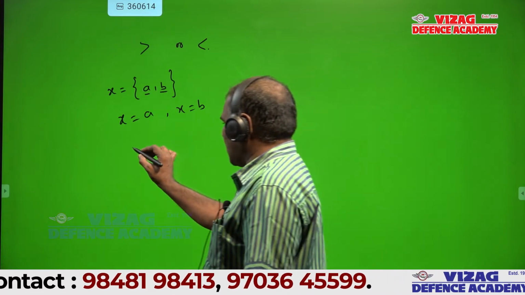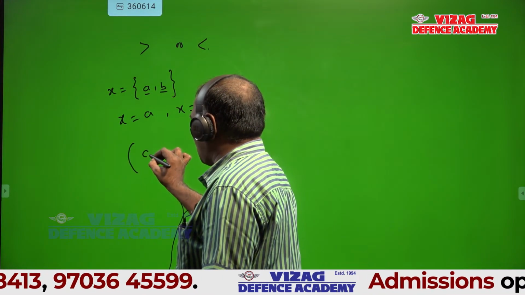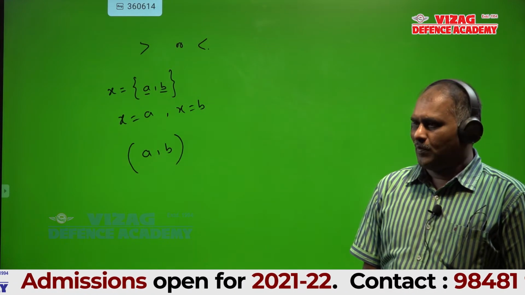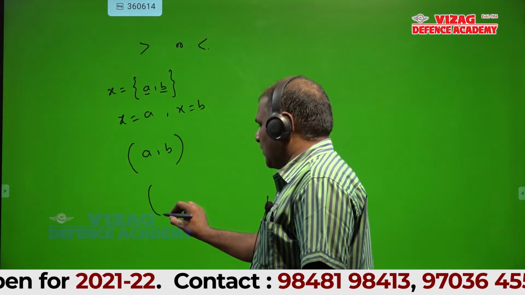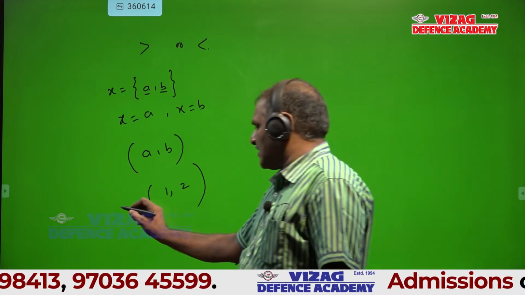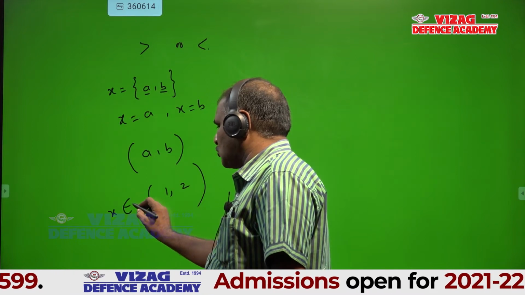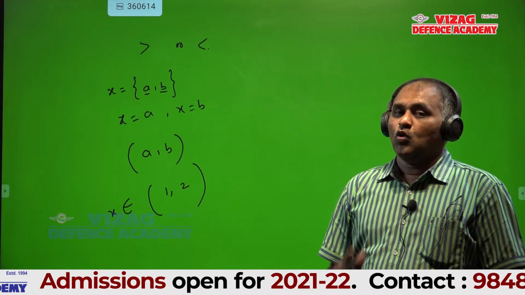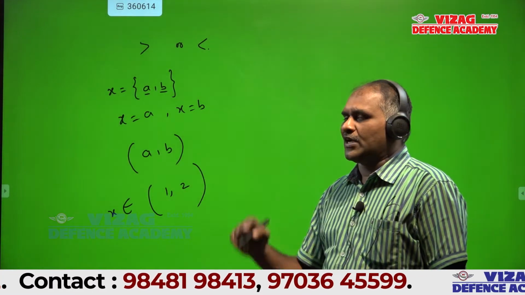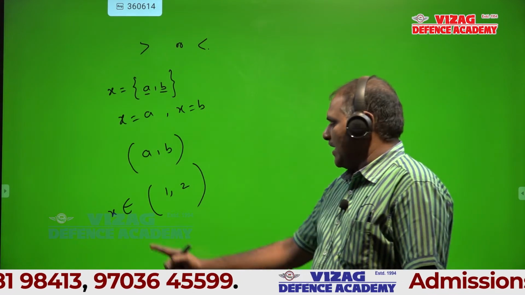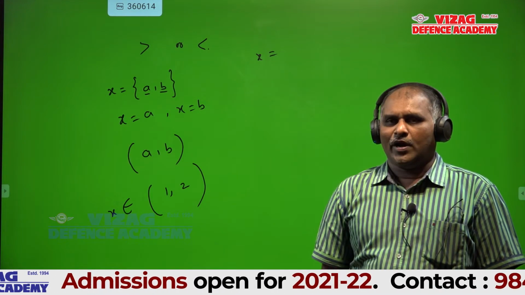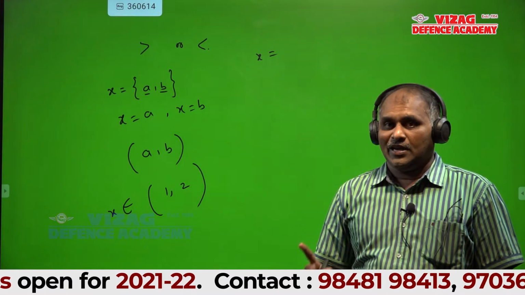Next, what is the meaning of the open bracket of A comma B? For example, open bracket of 1 comma 2. What is the meaning of this one? X belongs to 1 to 2 open bracket. The meaning is all real numbers between 1 and 2.